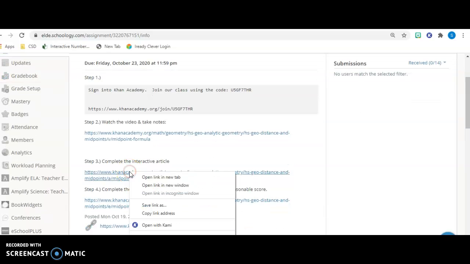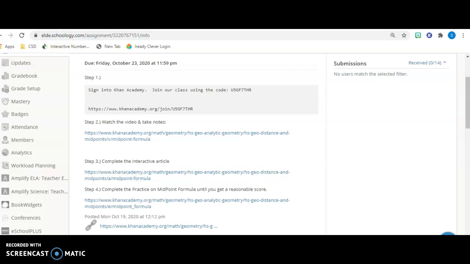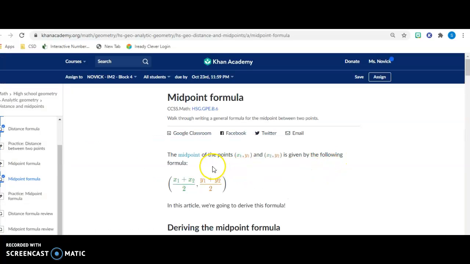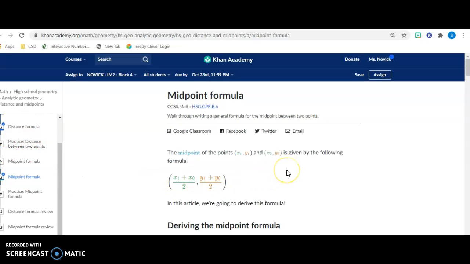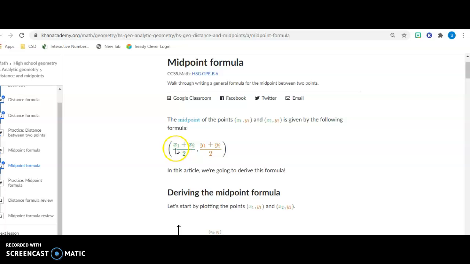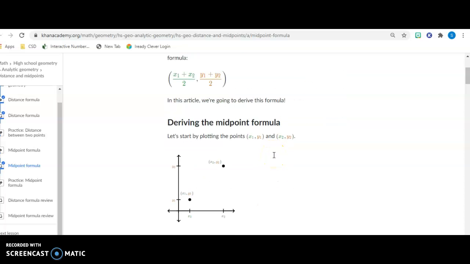I thought we would open up this article and read through it. So let's just wait, it's loading. Okay, so the instructions are to watch the videos, and you can see the videos are over here, and read the article. Okay, so in this article we have our midpoint formula. This is a formula you should be copying down into your notes. Okay? So the midpoint formula.